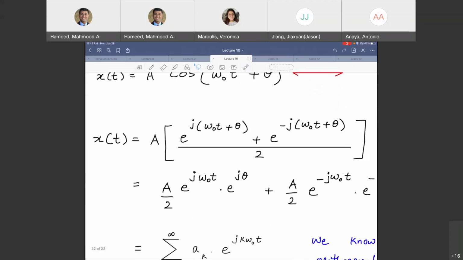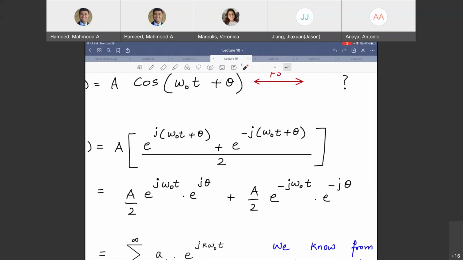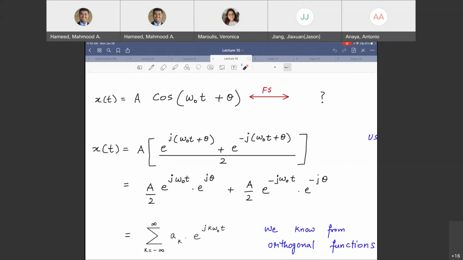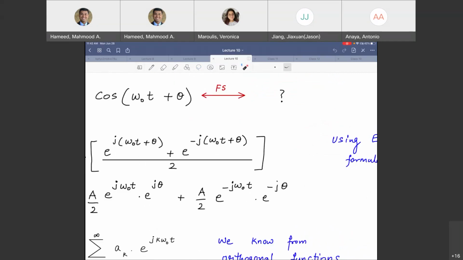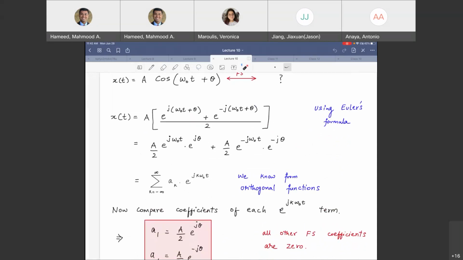Using Euler's, I can write x of t as A remains as is. For the cosine, I'm going to write it as e to the jx plus e to the minus jx divided by 2. So I've got e to the j omega naught t plus theta plus e to the minus j omega naught t plus theta divided by 2. So far, you guys agree with that? Yeah? That's just using Euler's. Yes, all right.